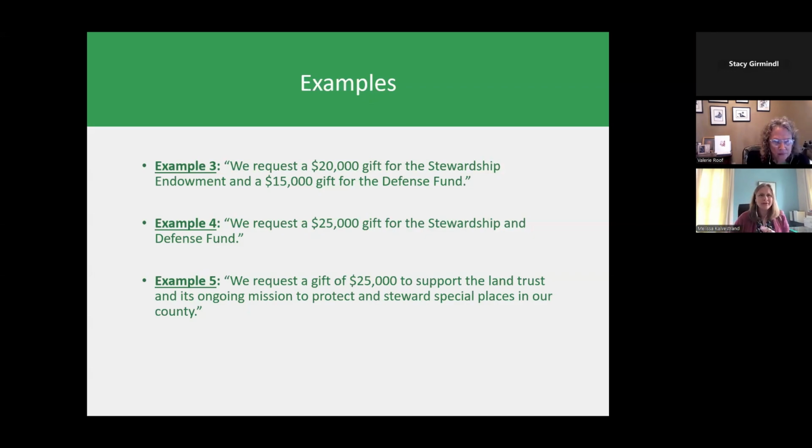Okay, one step further, because this is the full spectrum of what we see during application reviews, so it's worth stopping here and going through them. In this second one, we request a gift of $25,000 to support the Land Trust in its ongoing mission to protect and steward special places in our county. Here, this is a solicitation for general funds. It's really for anything in the organization's mission to support the Land Trust. So we would say those don't have donor restrictions. These would be classified as without donor restrictions, but the board then can designate those for stewardship and defense.